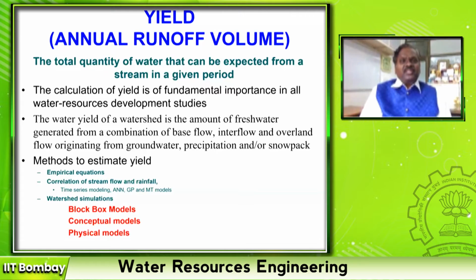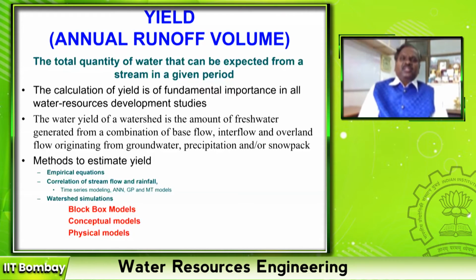Now we will see what is annual runoff. Sometimes the annual runoff volume is also called the yield of the basin. Sometimes this yield is after all losses. So the total quantity of water that can be expected from a stream in a given period is called the yield of the basin. When you go to the field, they will not say runoff, they will say yield of the basin, because the storages in the basin are estimated based on this yield.